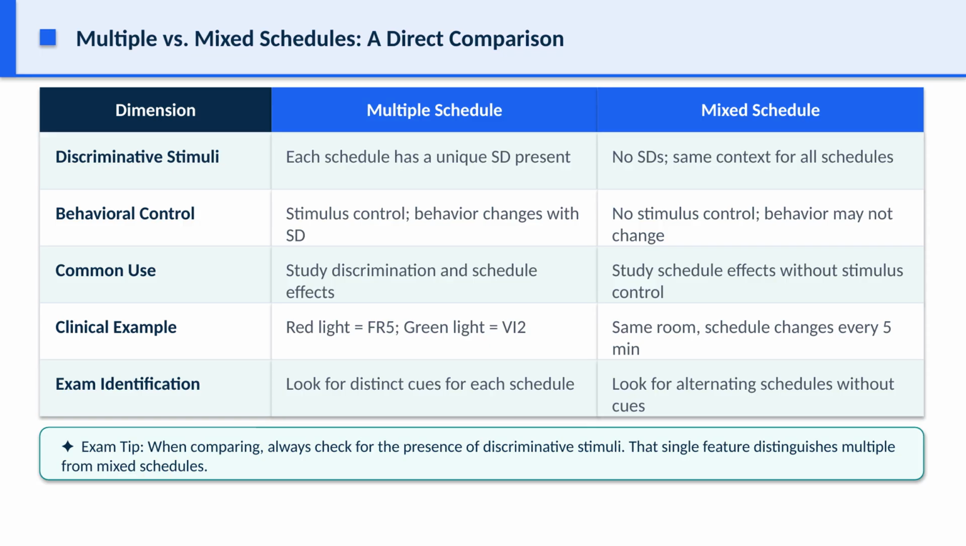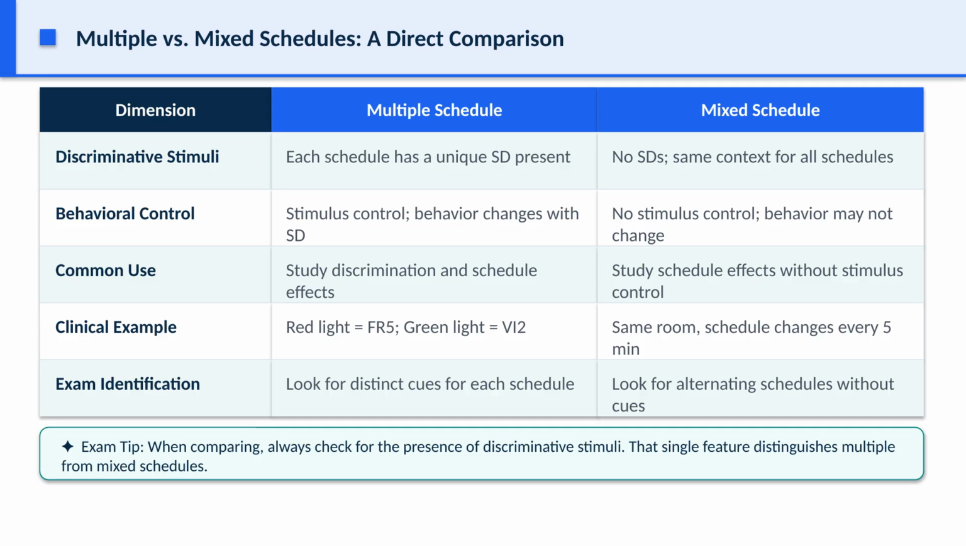On this slide, we directly compare multiple and mixed schedules, a distinction you must master for the BCBA exam. In a multiple schedule, each component has a unique discriminative stimulus, or SD, like a red light signaling FR5 and a green light signaling 6-2. This creates stimulus control, so behavior changes with the SD. In a mixed schedule, there are no SDs. The same context applies to all schedules, so there is no stimulus control and behavior may not change across components.